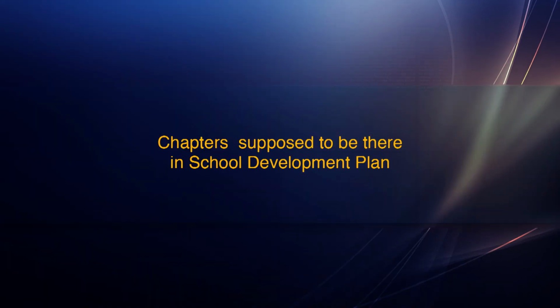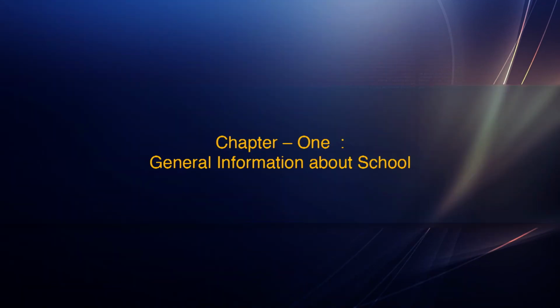Chapters supposed to be there in school development plan. Broadly, there would be 5 chapters in school development plan. Chapter 1, general information about school, for example, name of school, year of establishment, location of the school, distance from cluster, block office, district office, area of neighborhood school, number of households, total population, children population in school neighborhood, literacy of the people residing in school neighborhood, etc.